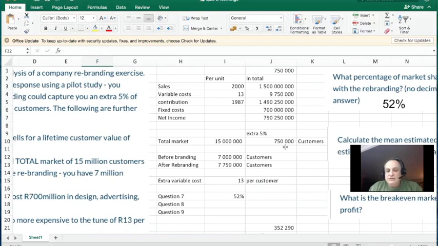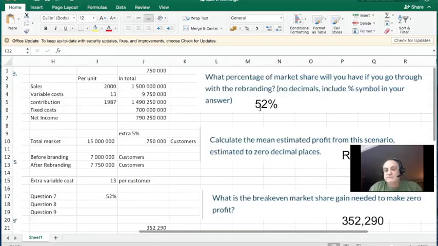We had 7 million customers before the branding. We now added the extra 750,000 if we got that extra 5%. And so after rebranding, we would have 7,750,000 customers. Out of how many? Out of 15 million. And if you do that percentage, 7,750,000 divided by 15 million, you would get the answer of 52%. So that's how we got to that answer.